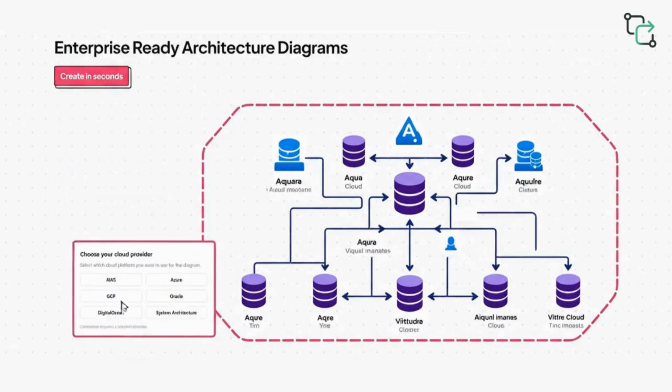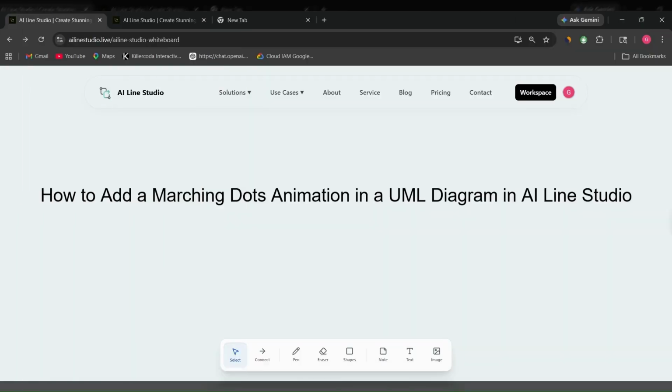Clear, structured, production ready. Hello everyone, welcome to ALN Studio tutorial 140, and today's topic is how to add a marching dots animation in a UML diagram in ALN Studio.